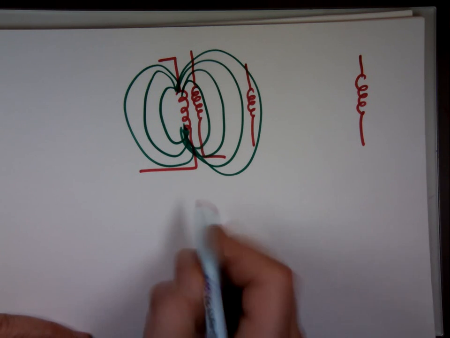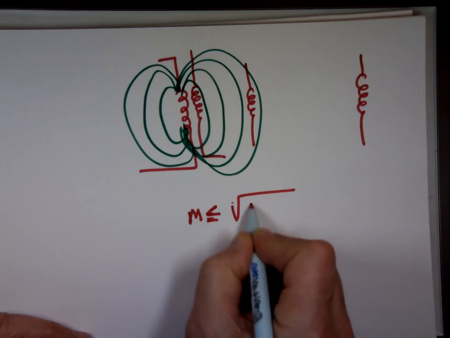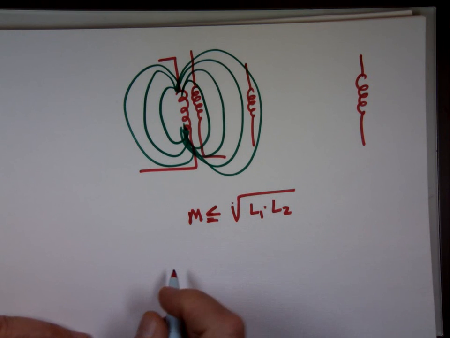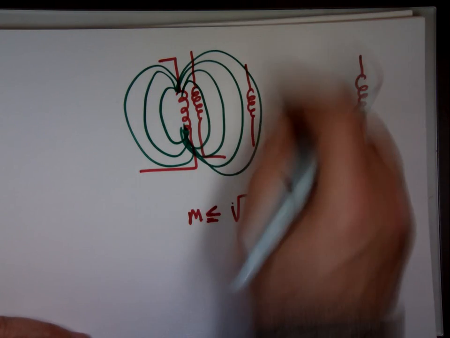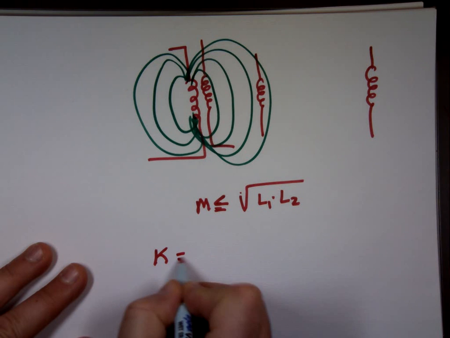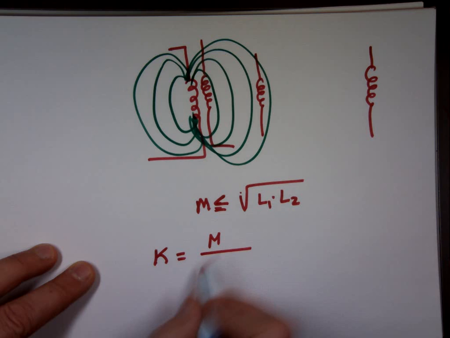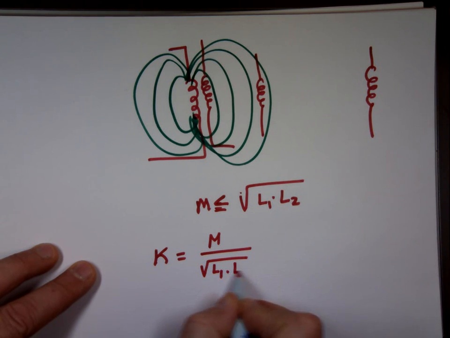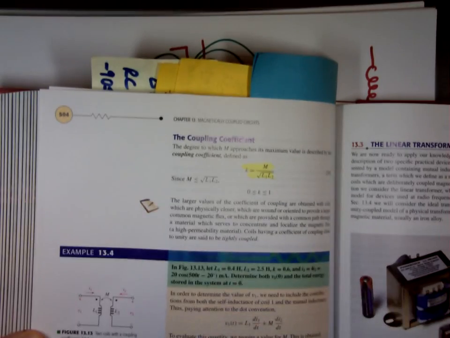So that's why the value of M is always less than or equal to the square root of L1 times L2. It depends how far away from each other they are, and what portion of these fields go through it. And that's called the coupling coefficient, K. K equals M over the square root of L1 times L2. So if you ever encounter that, it's called the coupling coefficient.